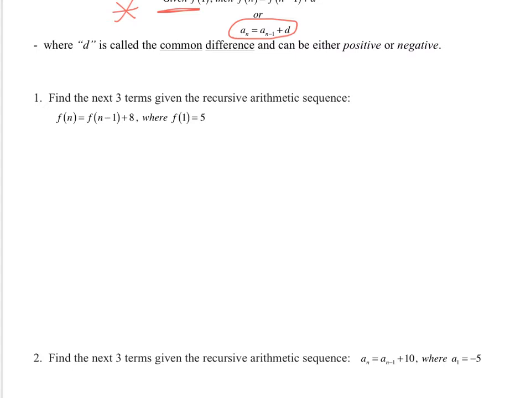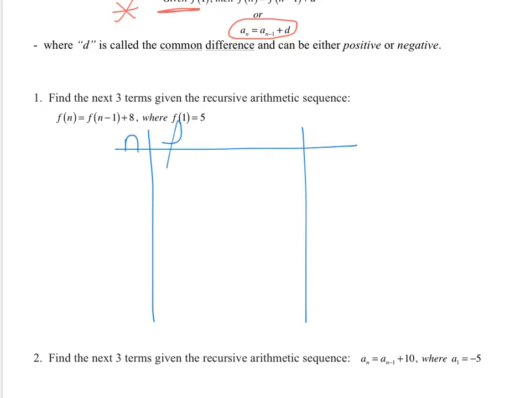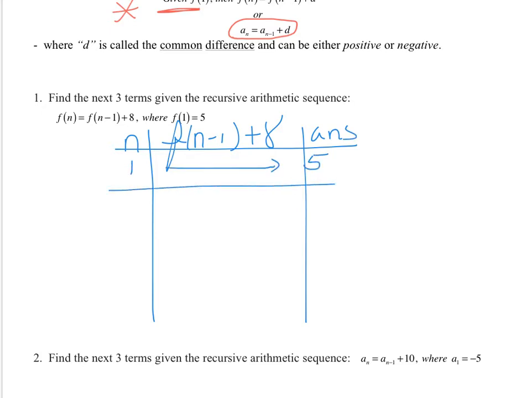All right, so we're going to start off with our chart. Nothing new. Still doing the same old chart. Here's n. Here's f of n minus 1 plus 8. And here's my answer. Well, I know the first term is 5. So my second term will be f of 2 minus 1 plus 8. Well, f of 2 minus 1 is f of 1, and f of 1 is 5, and 5 and 8 make 13.